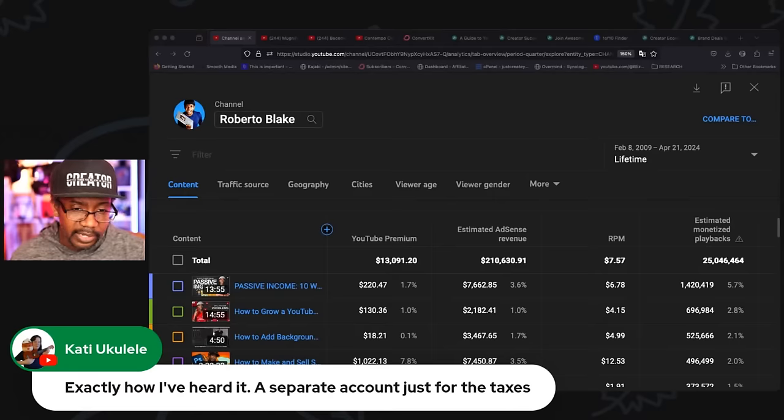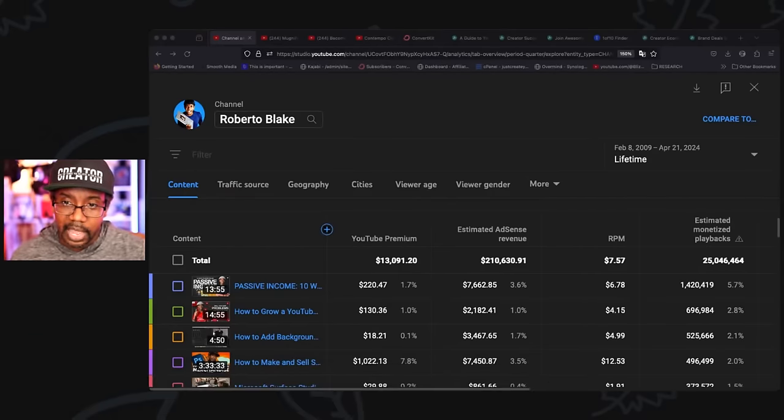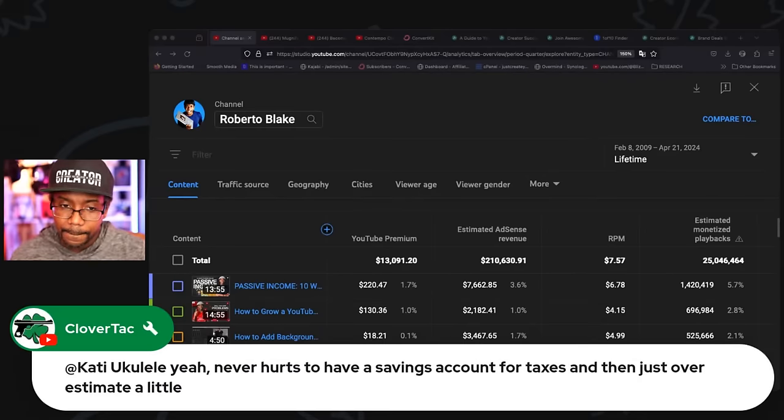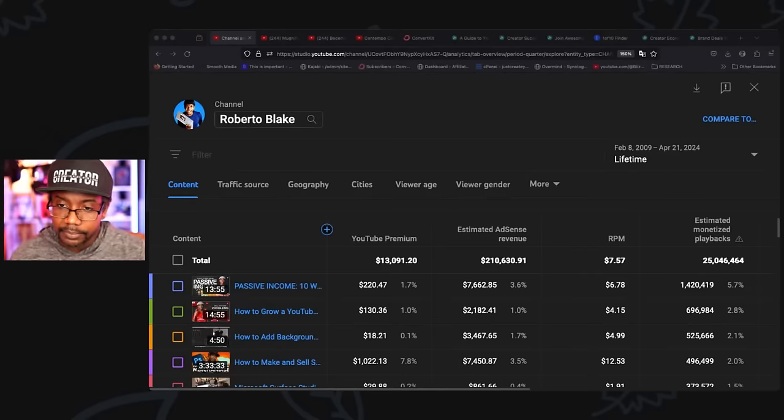Exactly how I've heard it, a separate account just for taxes. Yes. You always want to do a separate account just for taxes. Absolutely agree with that. Yep. I agree with that. And again, I always believe in talking to a professional about that. You know, get a CPA, get a bookkeeper, those kinds of things.